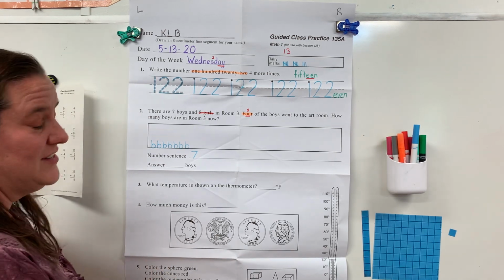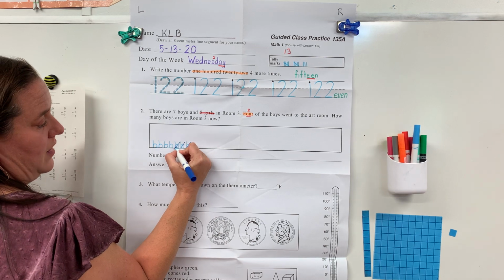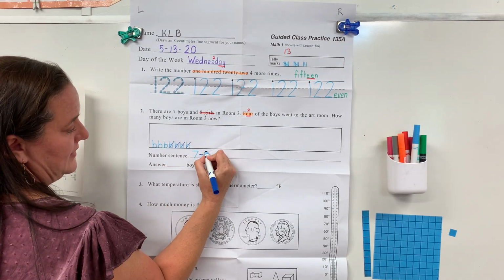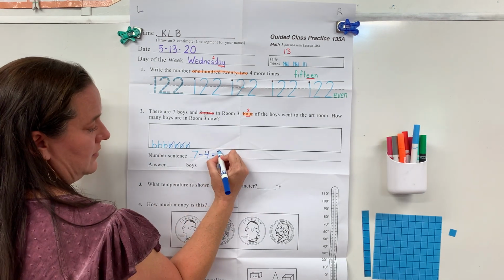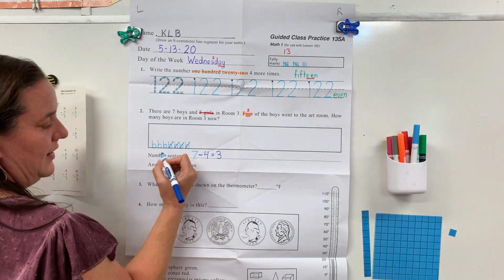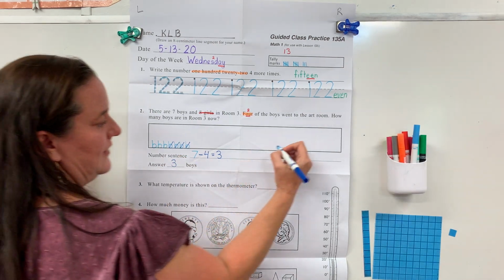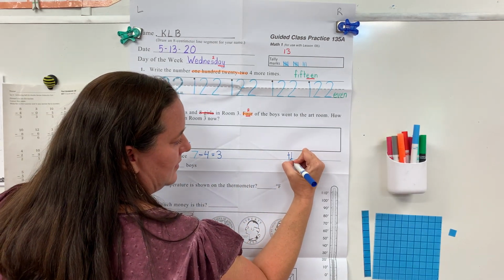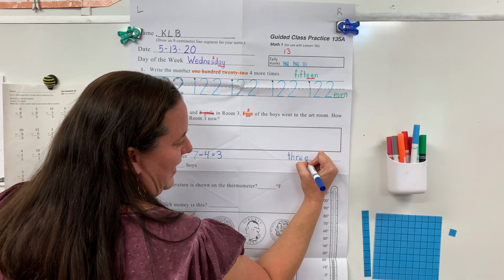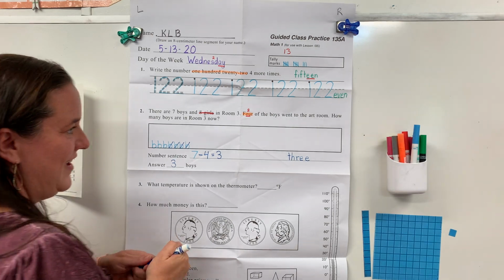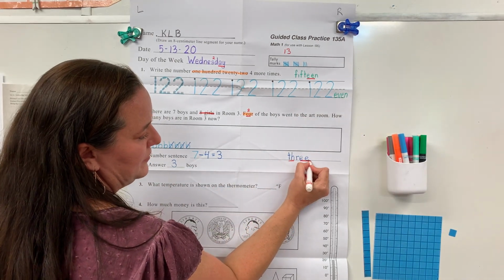All right, let's check your answers. 4 of the boys went to the art room. So let's take 4 off, minus 4. And how many do we have left? 3. All right, practice that 3, 10 o'clock up. And let's write the word 3. And you know the red markings for that. We have the S and the E-double-E.